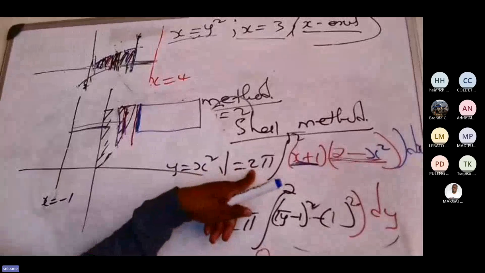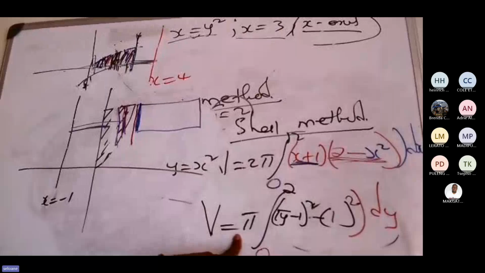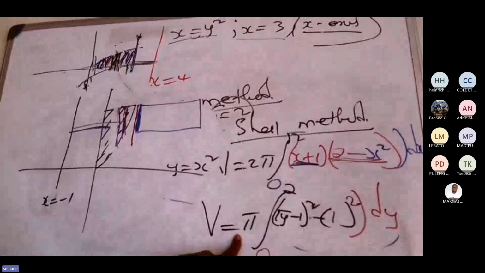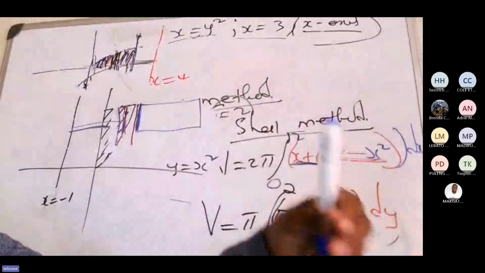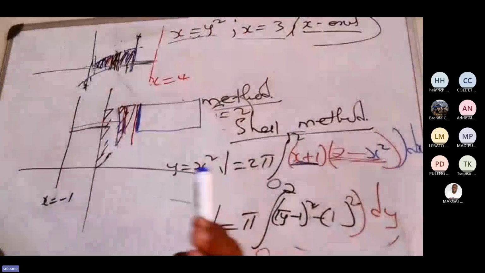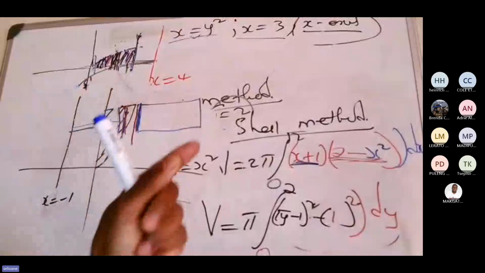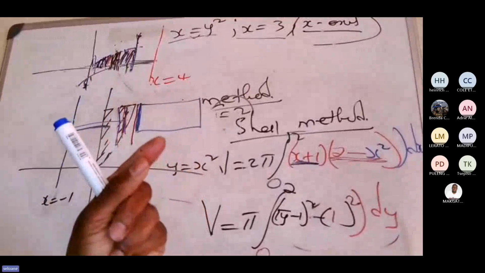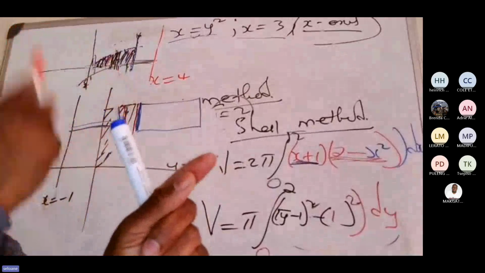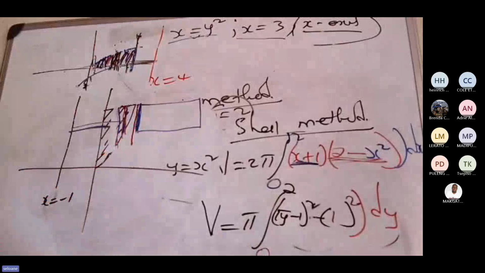Whether you have used the shell or whether you have used the washer, don't forget the disc is still the washer. It's just that the disc is the washer with small r equal to 0. And small r will be equal to 0 if your center of revolution, that line that you use to spin, was part of the boundaries of your region.